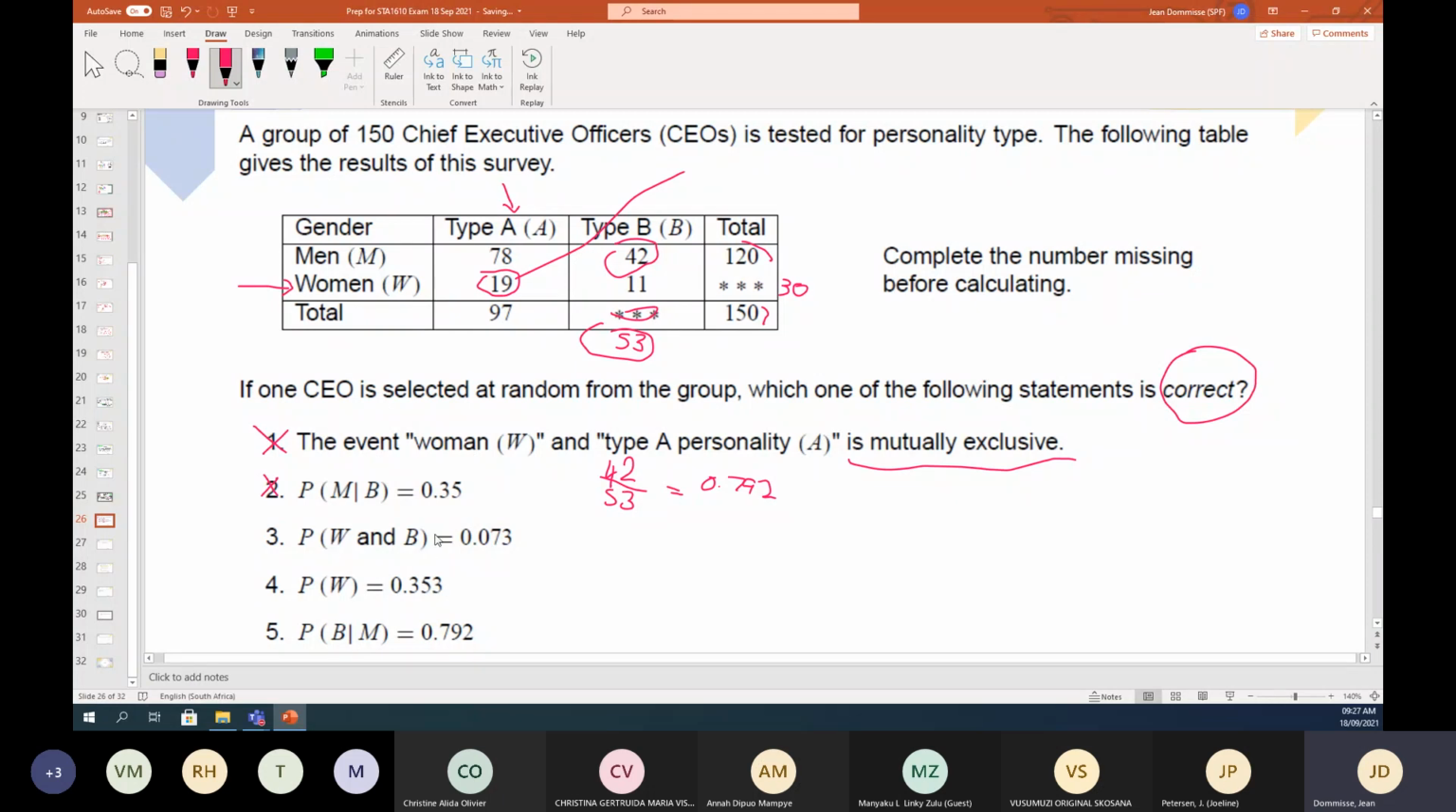Probability of W and B. So probability of W and B, so 11 divided by 150.